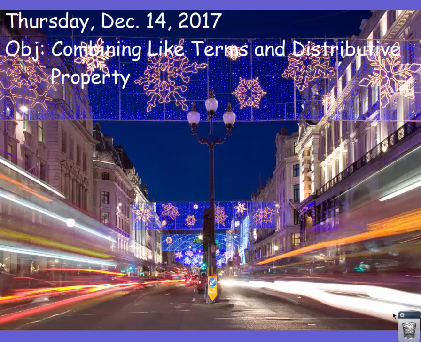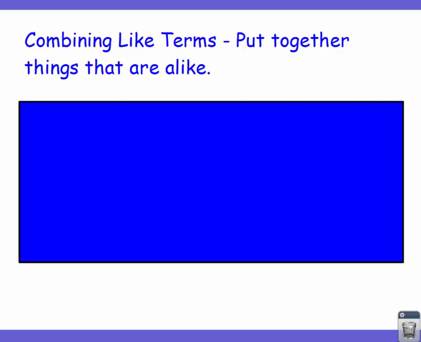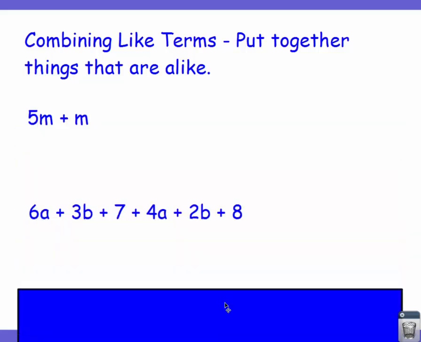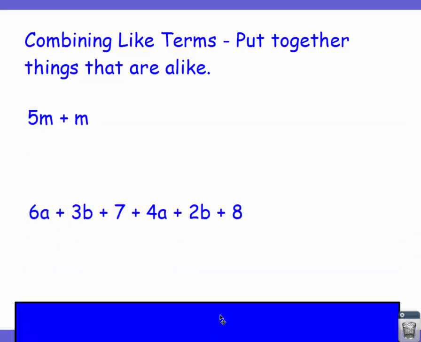Okay, class, today we're going to talk about combining like terms and the distributive property. So let's first talk about combining like terms. Combining like terms means put together things that are alike. Okay, so let's take a look at a couple questions that I have prepared for you here.